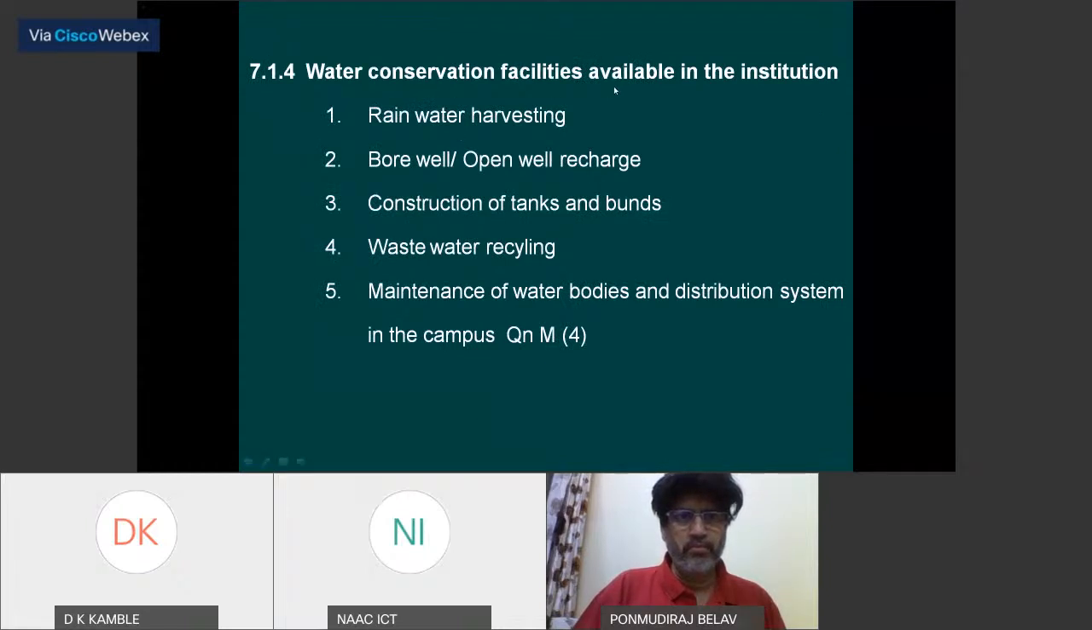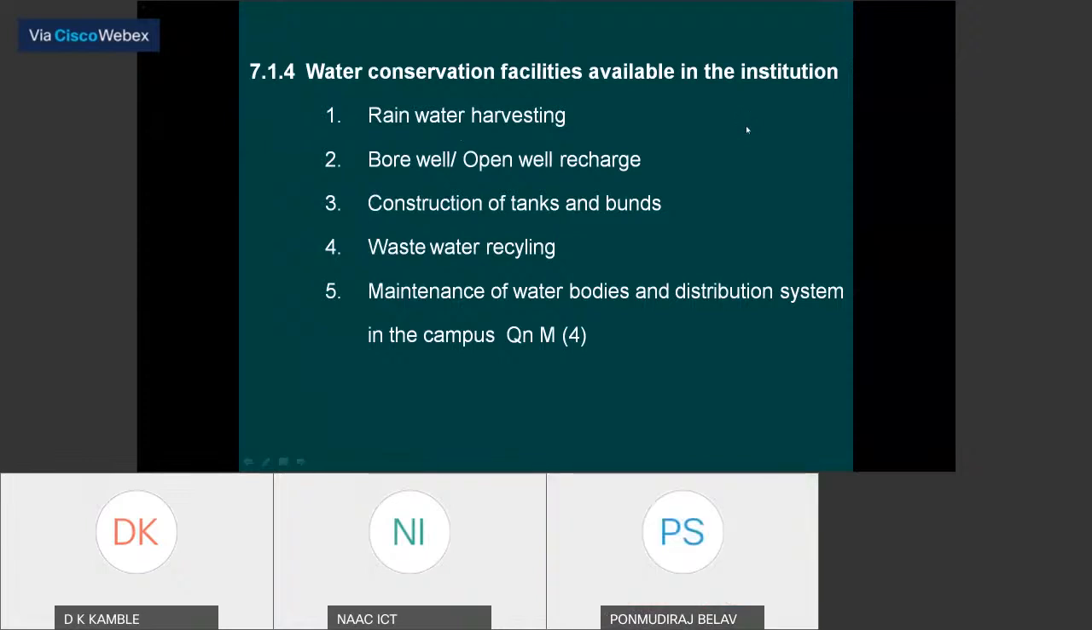Then one more quantitative metric relates to water conservation facilities available in the institution: whether the institutions are maintaining a rainwater harvesting facility, borewell or open well recharge system, construction of tanks and bunds, water waste recycling, or maintenance of water bodies and distribution system in the campus. How to maintain the water bodies and how to distribute that water in the campus, to the garden, the building, or the washroom, whatever is in the premises of the campus. For that, screenshots of geotag photos are required for this metric.